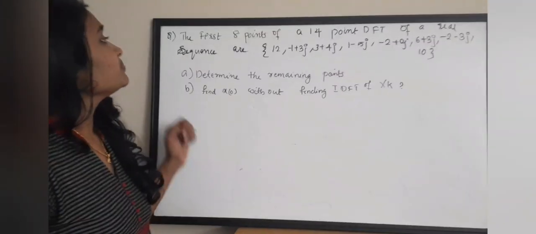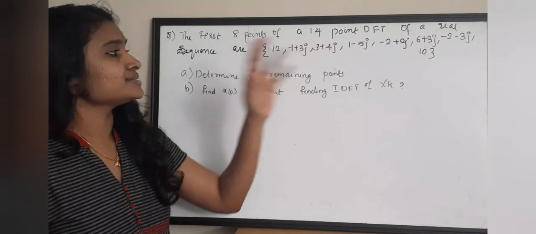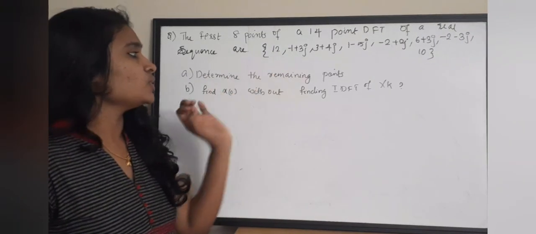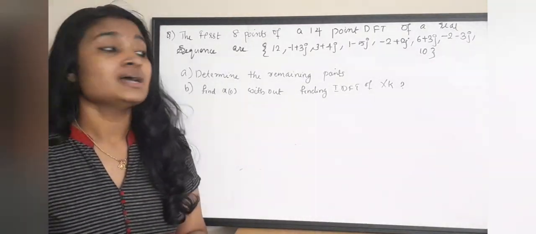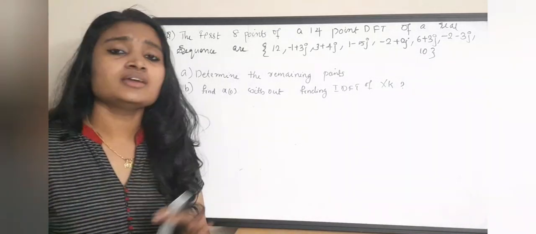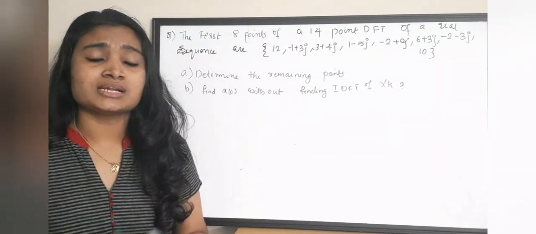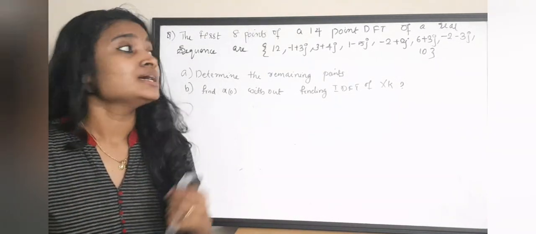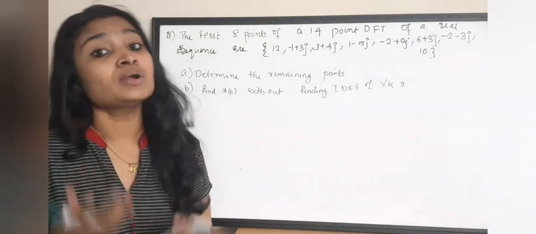The question is: the first 8 points of a 14-point DFT of a real sequence are given, and they are asking two things. First, determine the remaining points. B, find x0 without finding the IDFT of X of k. Now this is a very common and commonly seen question in a DSP examination. I have seen this type of question in many question papers. So please, if you are going for the DSP exam, study at least one question of this type.